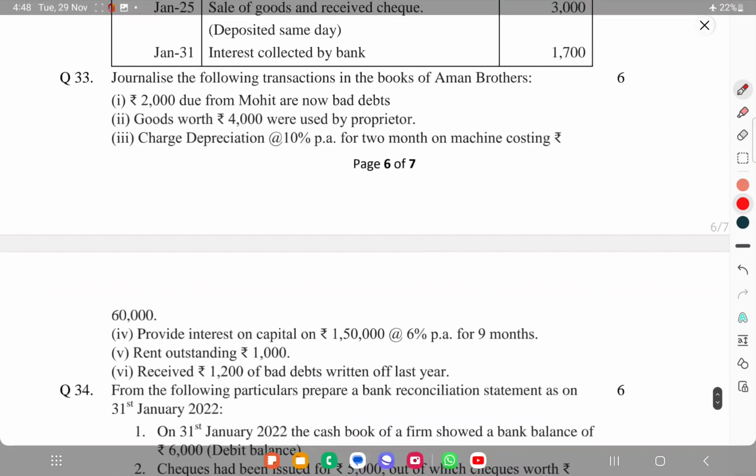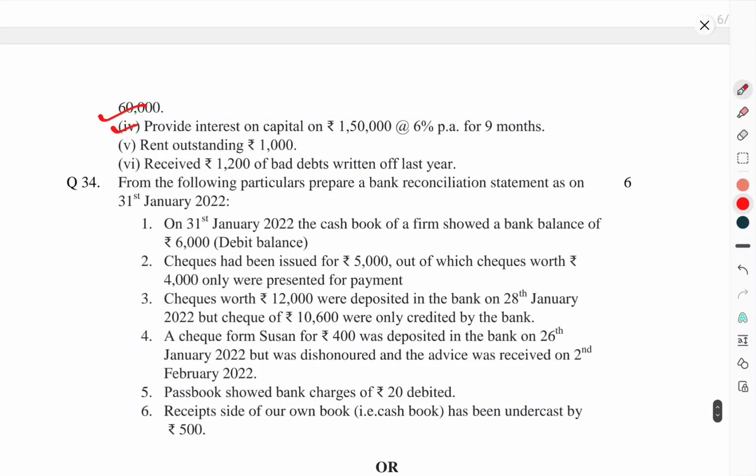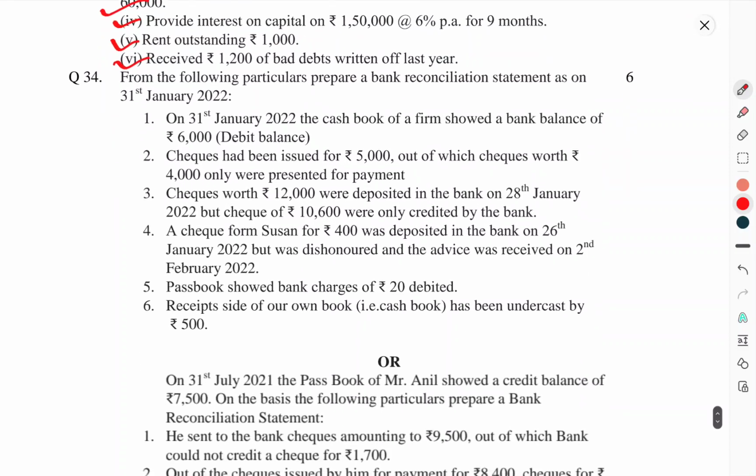Now we have come to question number 33. Journalize the following transactions in the books of Aman Brothers. 200 due from Mohit are now bad debts. Goods worth 4,000 were used for personal use. Charge depreciation at 10% per annum for 2 months on a machine costing rupees 60,000. Provide interest on capital of 1,50,000 at 6% per annum for 9 months. Rent outstanding 1,000. Received 1,200 for bad debts written off last year.